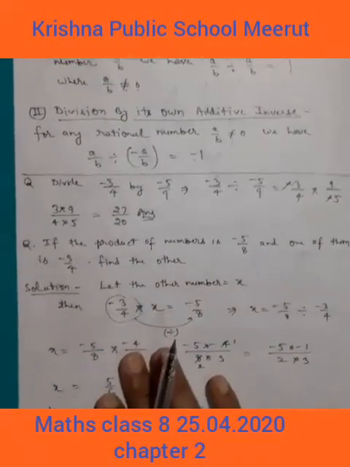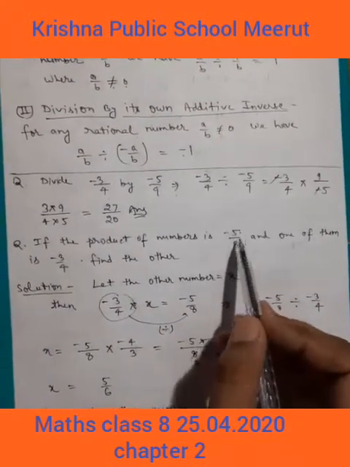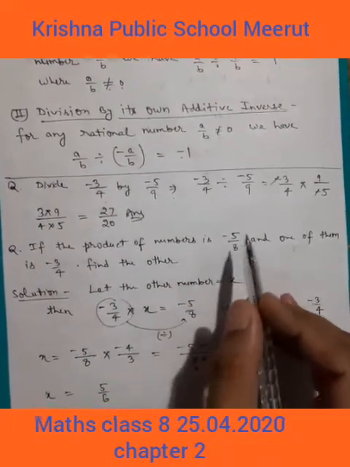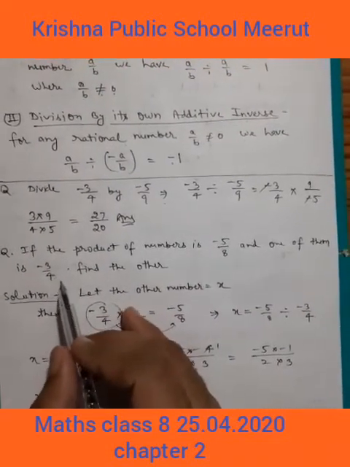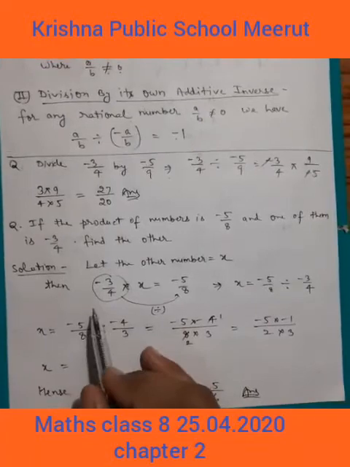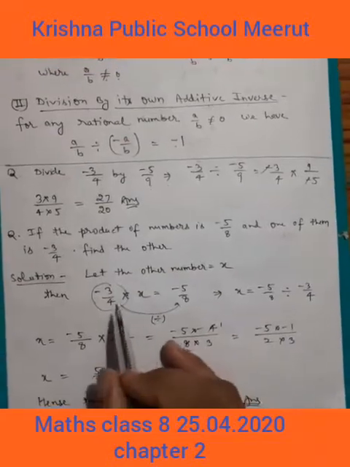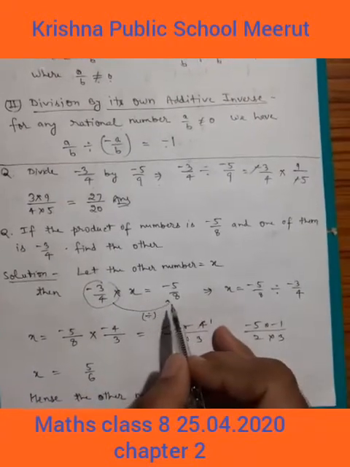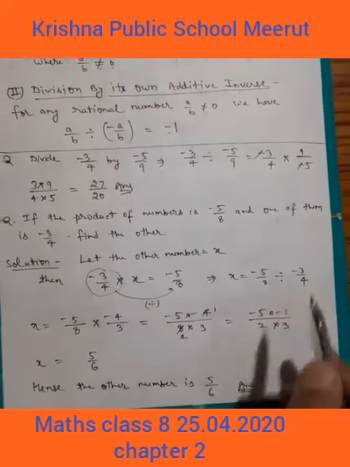upon 20. And another question is, if the product of two rational numbers is minus 5 upon 8, and one of them is minus 3 upon 4, find the other one. Solution: let the other number be x. Then we multiply minus 3 upon 4 into x, which is equal to minus 5 upon 8. Now this term goes to the other side and goes into division, then x is equal to minus 5 upon 8 divided by minus 3 upon 4.